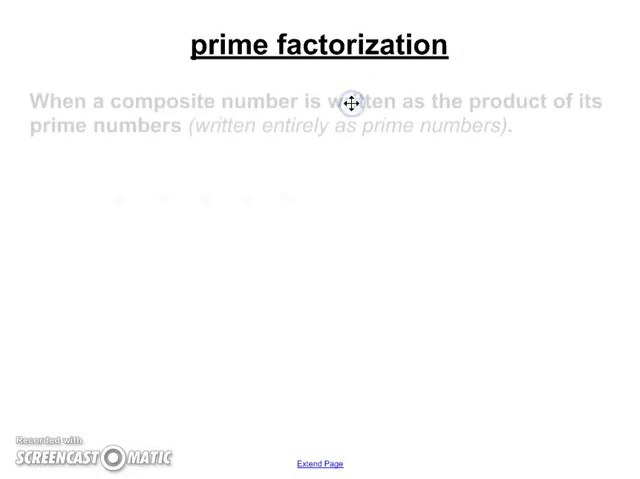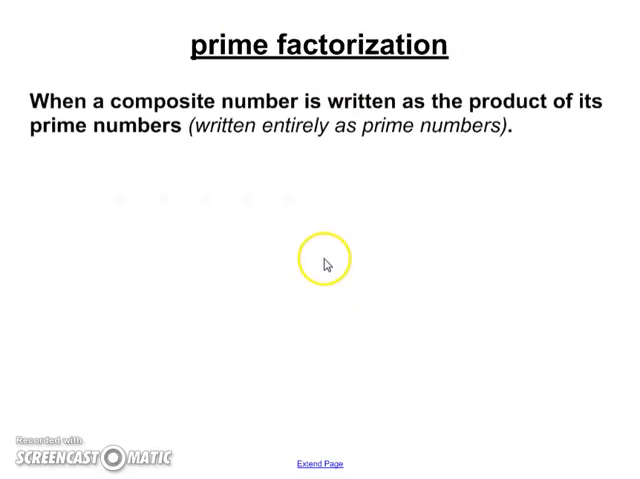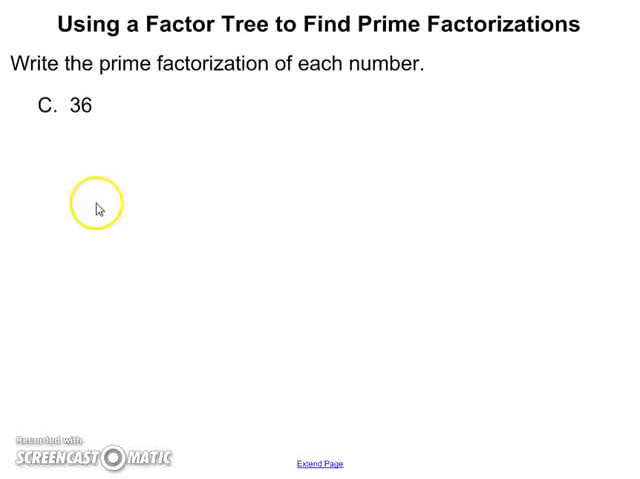And then we're going to get into prime factorization. Prime factorization is when we have a number that is written as the product of its prime numbers. In layman's terms, it's written entirely as prime numbers. In this case, we are going to talk about 2 different methods of doing our prime factorizations. I personally am more of a factor tree kind of a guy.